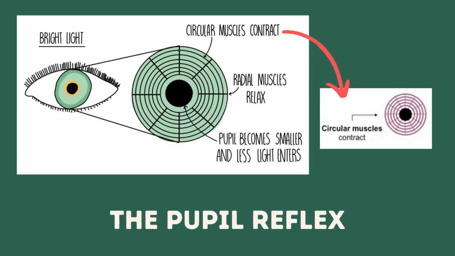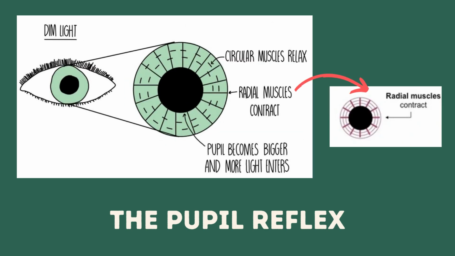Now the pupil reflex is another kind of reflex action of the eye and it adjusts based on the light intensity. So in bright light, the circular muscles contract and the radial muscles relax. So the pupil becomes smaller so that less light enters. In dim light, however, the circular muscles relax, the radial muscles contract so that the pupil becomes larger and more light enters the eye.